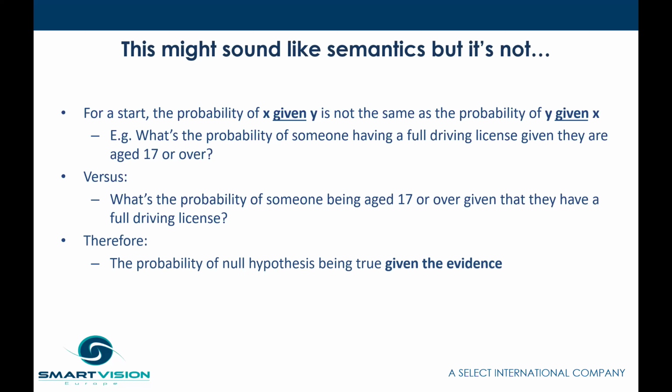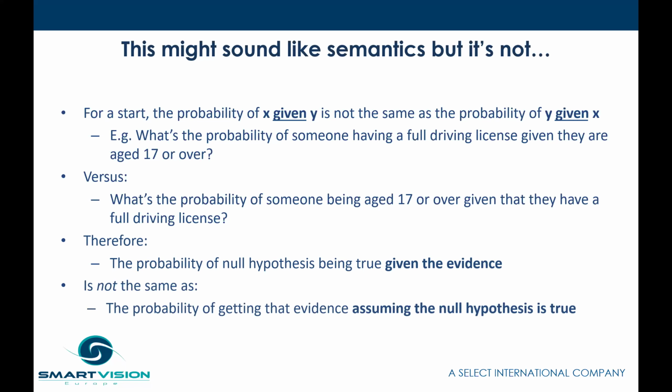The probability of a null hypothesis being true, given the evidence, therefore, is not the same as the probability of getting that evidence, assuming the null hypothesis is true. So when we say assuming the null hypothesis is true, I tend to think it's quite useful to regard it as assuming we live in a universe where the null hypothesis is true.